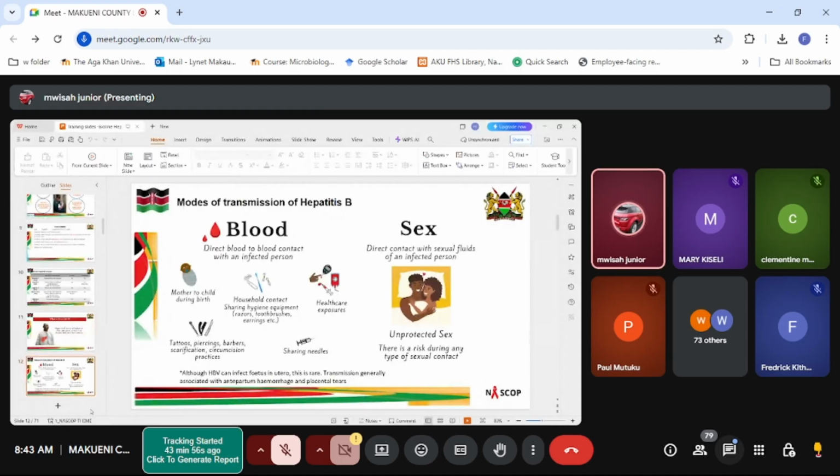Through sex, it is transmitted through direct contact with sexual fluids of an infected person, and unprotected sex, there is a risk during any type of sexual contact. Of point to note is that although hepatitis B can infect a fetus in utero, this is rare. Transmission generally is associated with antepartum hemorrhage and placental tears.